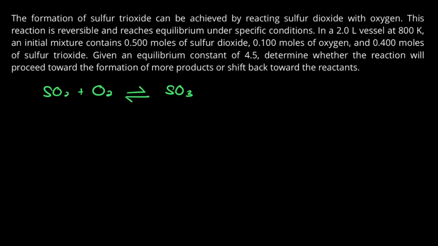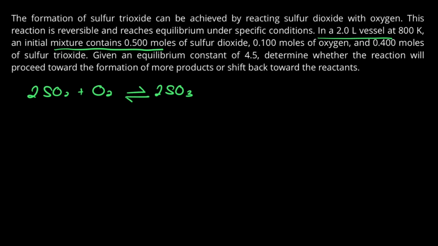Alright, so now we need to balance out this equation. So basically we are going to use 2 sulfur dioxide to make 2 sulfur trioxide. Alright, so looking back at the question, you were given the initial content for the reaction, and the reaction is being carried out in a 2-liter vessel.